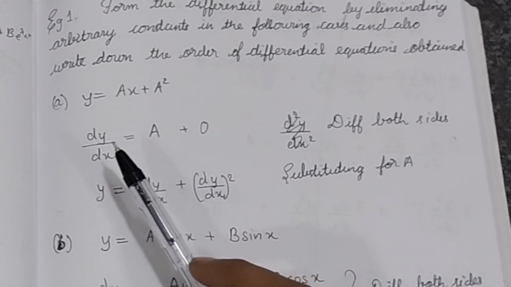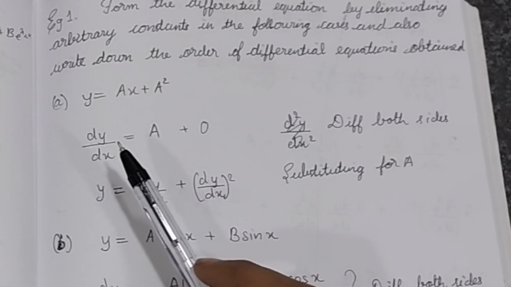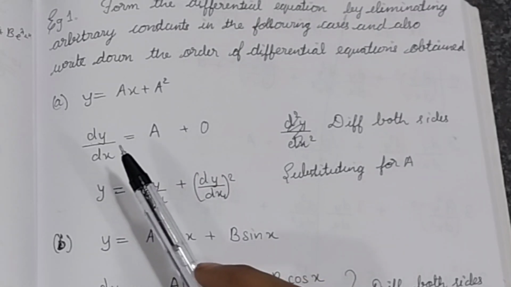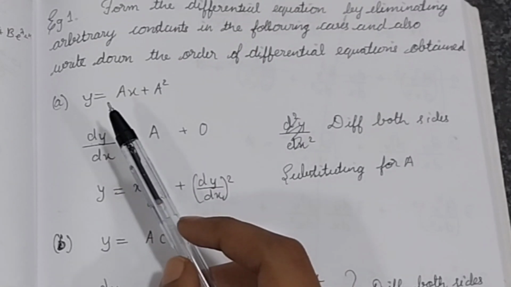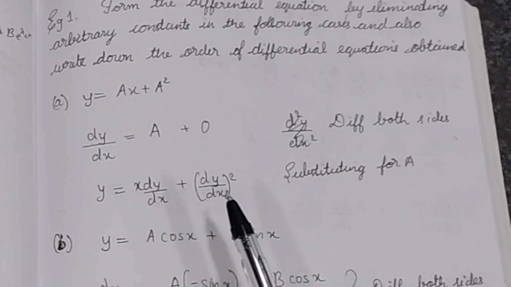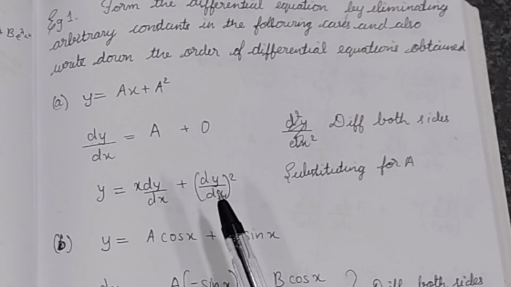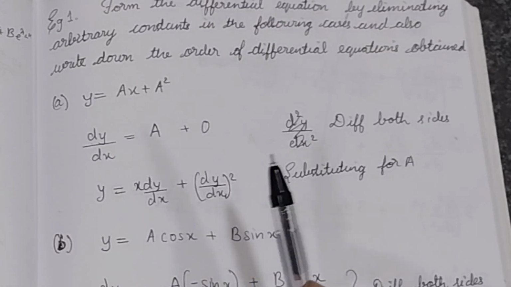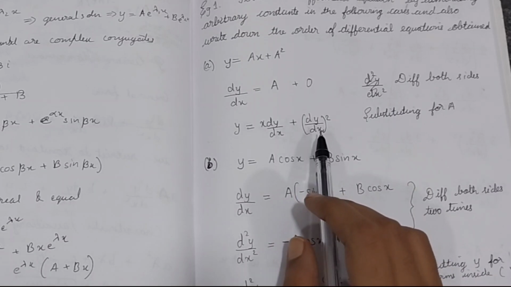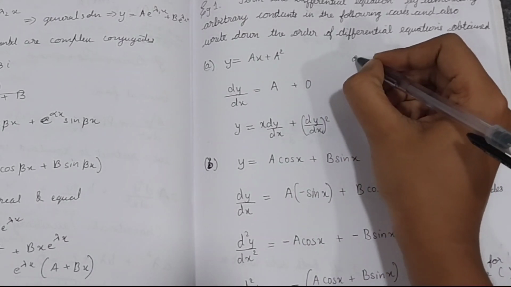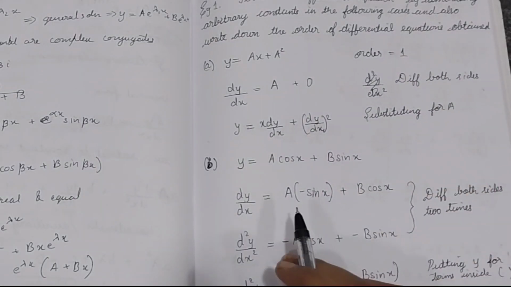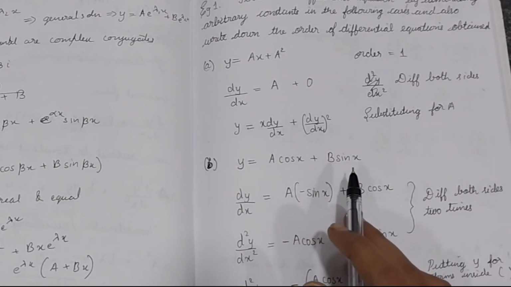So first we are differentiating both sides with respect to x. So we will get dy by dx is equal to a. Okay, so the value of a is dy by dx. Now substitute this value of a in this equation. We will get y is equal to x dy by dx plus dy by dx the whole square. Now what is its order? Order is 1 because it is the highest differential coefficient. So order is 1.